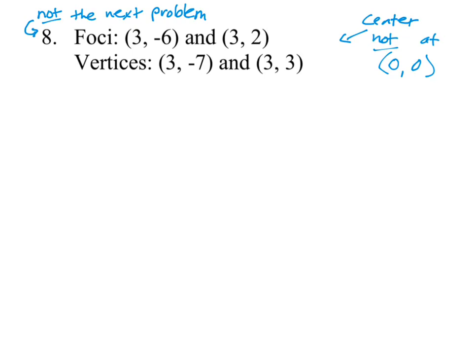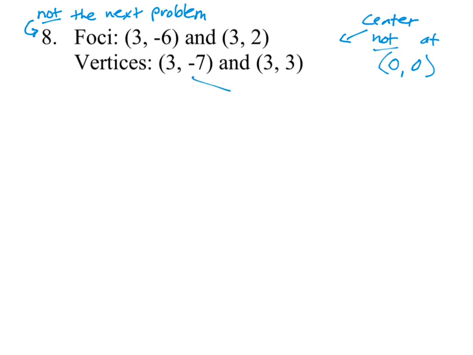This is not the next number 8. This is the second number 8 in your little packet there. So that's on the last page. So jump to the last page, number 8. So first things first, we need to figure out our center, figure out if it's vertical or horizontal, and then we can get our b squared and write our equation.